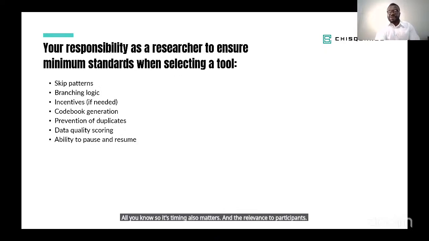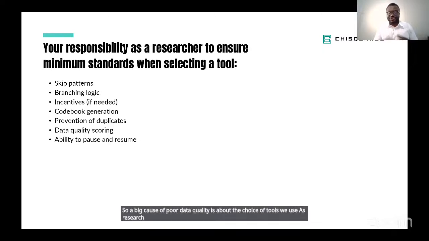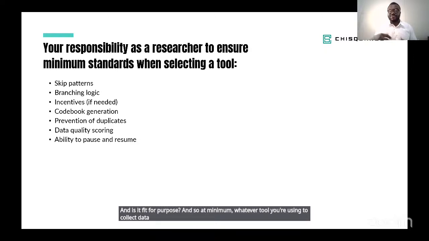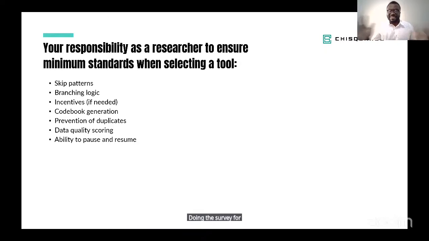So a big cause of poor data quality is the choice of tools we use. And as researchers, you need to have some level of respect for your study, right? So you need to figure out whether the tool you're using is fit for use and fit for purpose, right? And again, we're talking about research studies. I'm not necessarily interested in scenarios where you are collecting evaluations for a class or doing a survey for a wedding or a party. You can use any tool. We're talking about serious research studies.